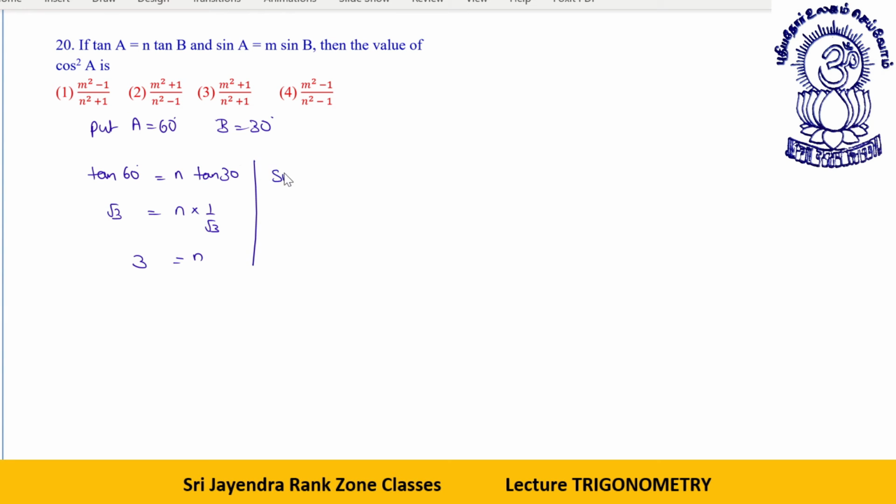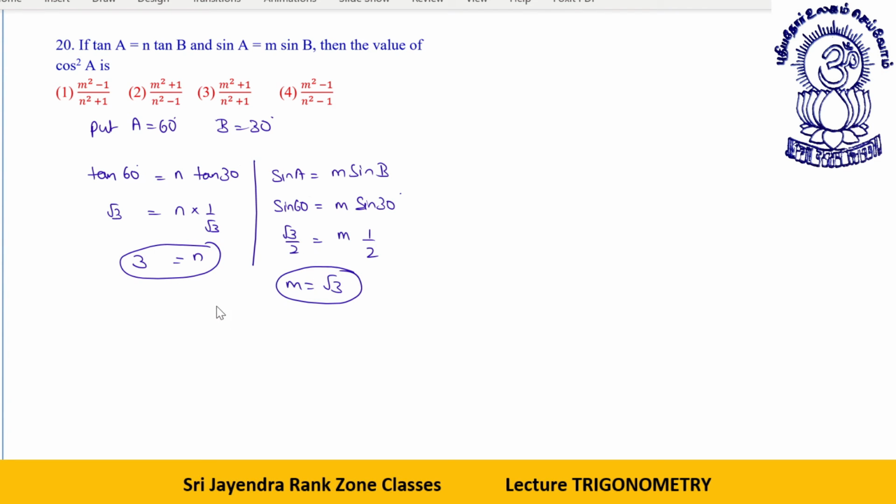From the next equation, sin A is equal to m sin B. That is sin 60 degree is equal to m into sin 30 degree. Sin 60 degree is root 3 by 2, sin 30 degree is 1 by 2. So you get m is equal to root 3. Now, dear friends, we have n is equal to 3, m is equal to root 3, and we have a set of values. We require cos square A. Cos square A means cos square 60 degree, that is half square, is equal to 1 by 4.